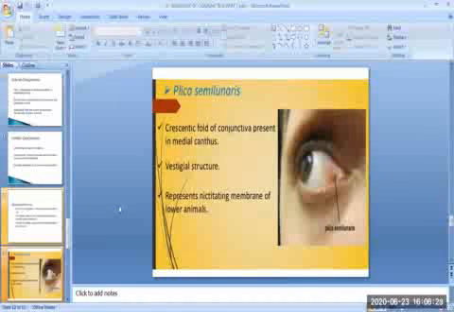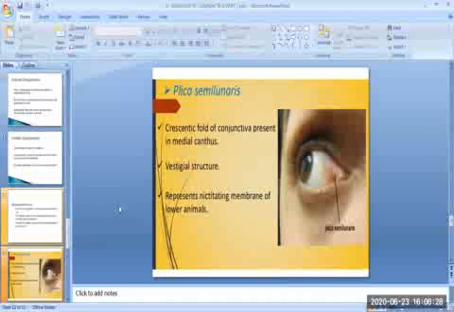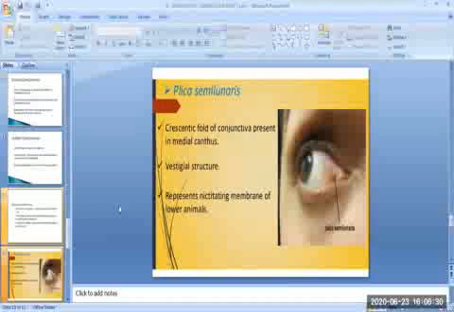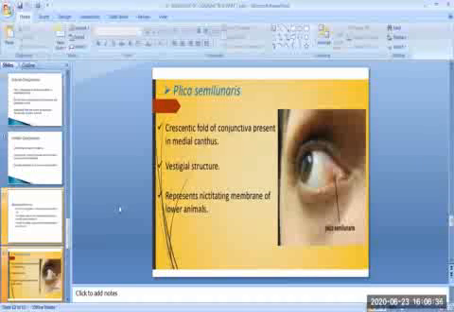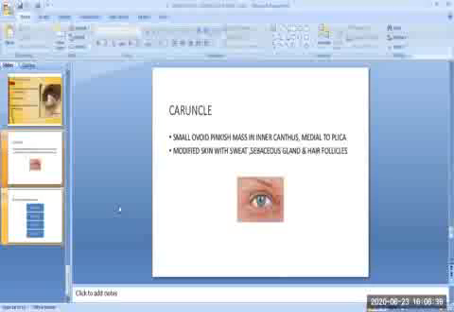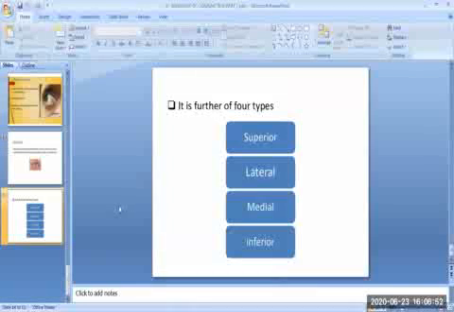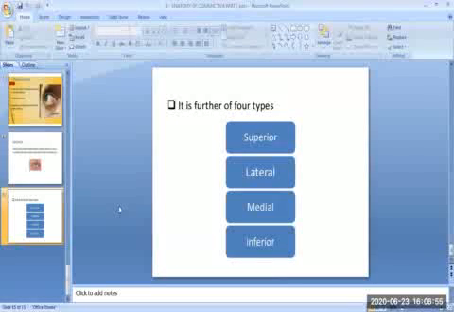Plica semilunaris is a crescentic fold of conjunctiva present in the medial canthus. It is a vestigial structure. It represents the nictitating membrane of the lower animals. Then there is a structure called the caruncle. It is a small ovoid pinkish mass in the inner canthus, medial to the plica semilunaris. It is modified skin with sweat glands, sebaceous glands, and hair follicles.